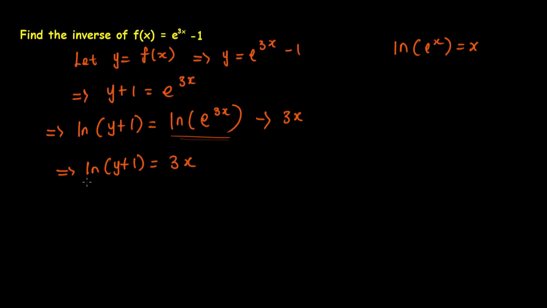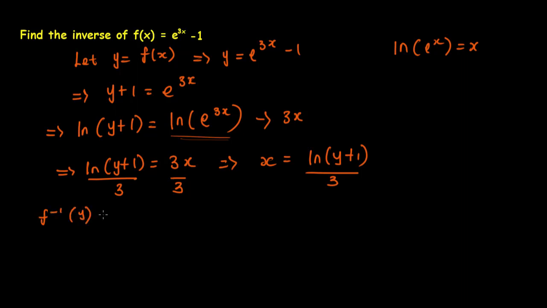So we just divide both sides by 3. And this implies that x is equal to the natural logarithm of y plus 1 divided by 3. So this was actually very easy. So now the next step says we should replace x with f inverse of y. So we're going to replace x with f inverse of y. So this implies that f inverse of y is equal to the natural logarithm of y plus 1 divided by 3.